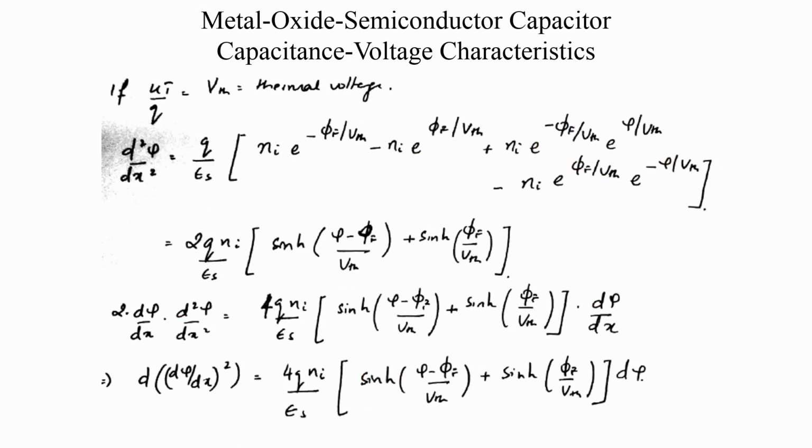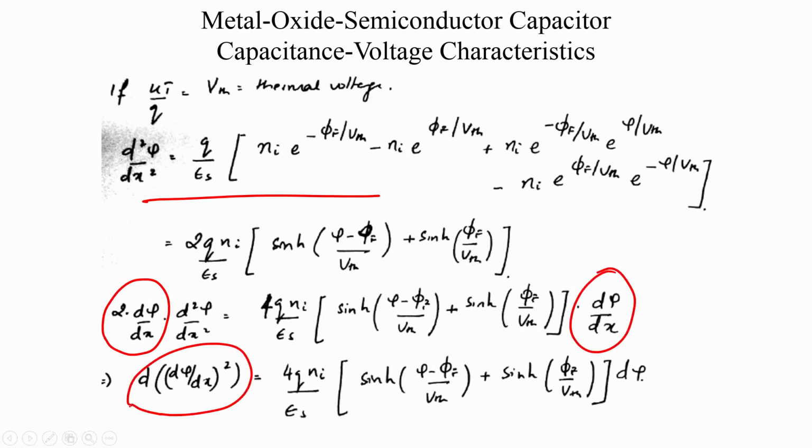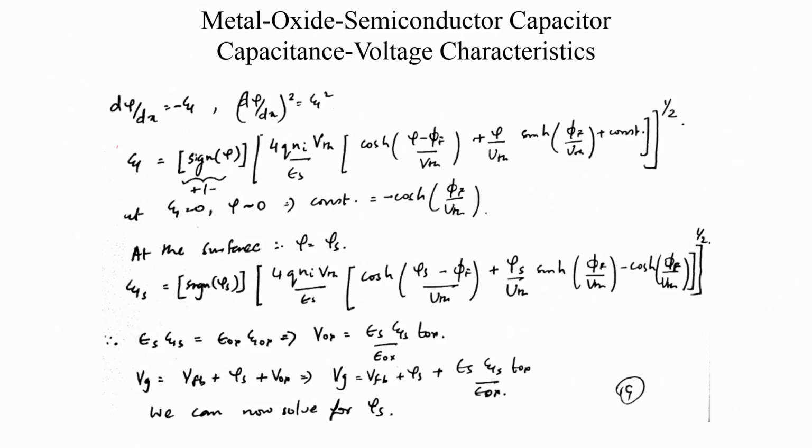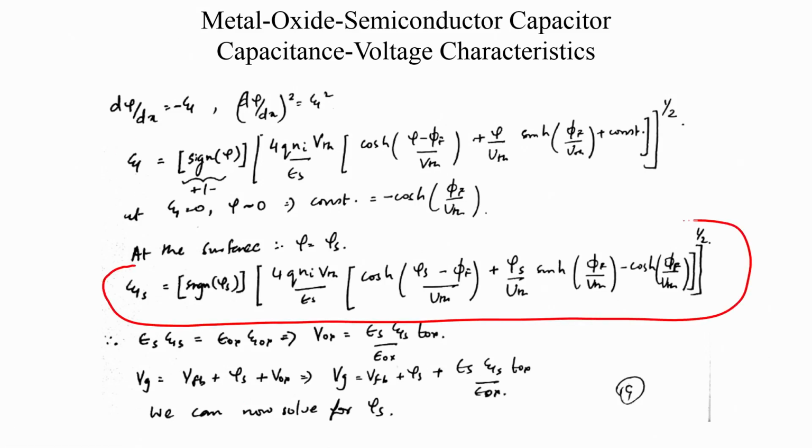And how do you solve this? So this becomes your differential equation. How do you solve this differential equation? You multiply both sides by 2 d phi by dx, and the left hand side simply becomes this term here. And what is this? This is nothing but the electric field squared, and when you solve this differential equation, you will end up with an expression for the electric field.